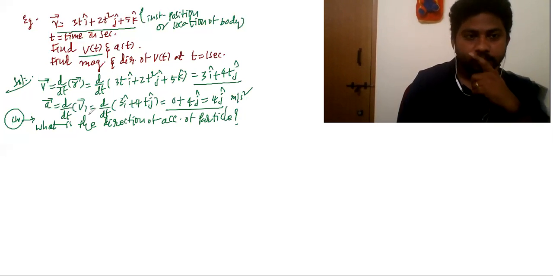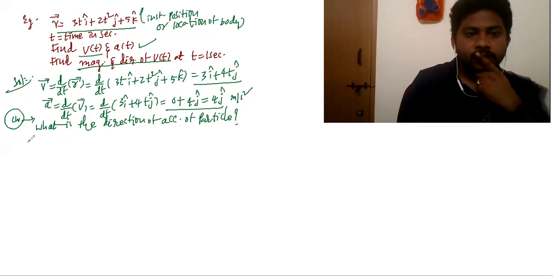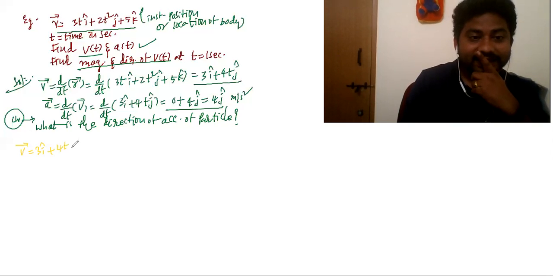Okay. Now, let's continue. This is acceleration with respect to time, velocity as a function of time. So find the magnitude and direction of velocity. How to find the magnitude and direction of velocity here? We have got v bar is equal to 3 i cap plus 4 t j cap. So at 1 second, this will be 3 i cap plus 4 j cap.